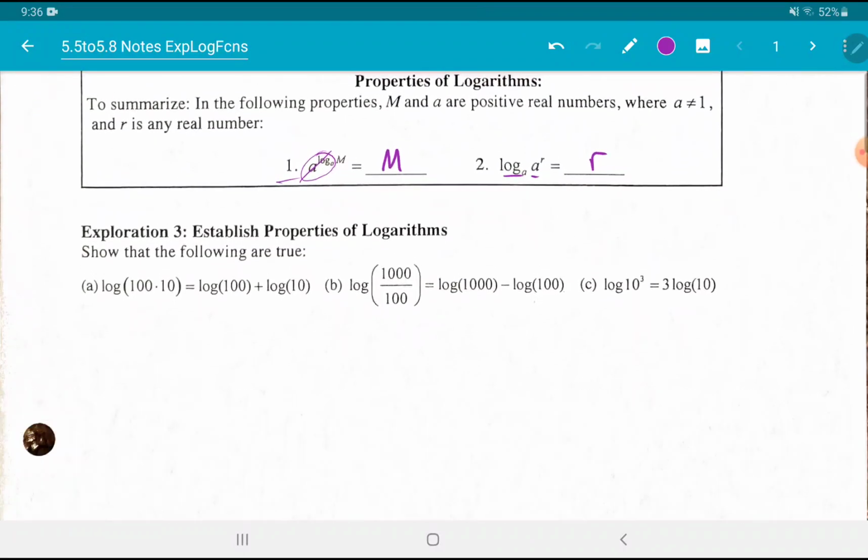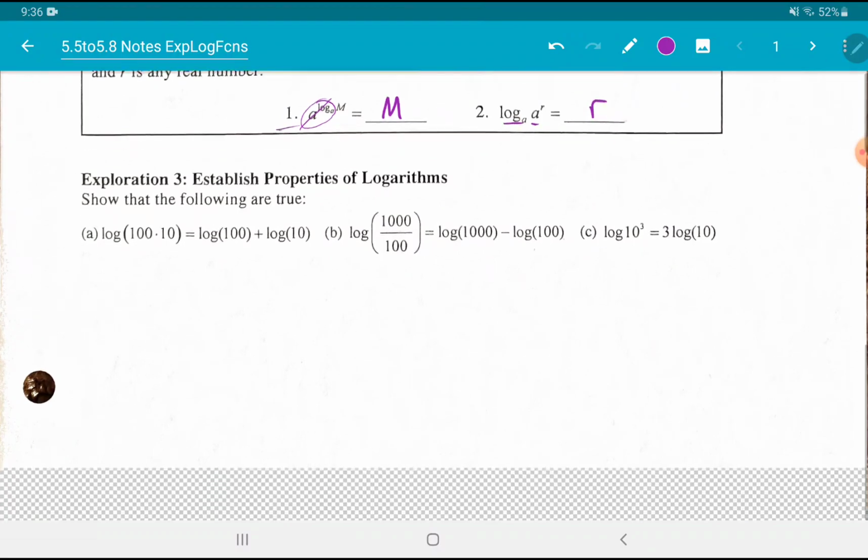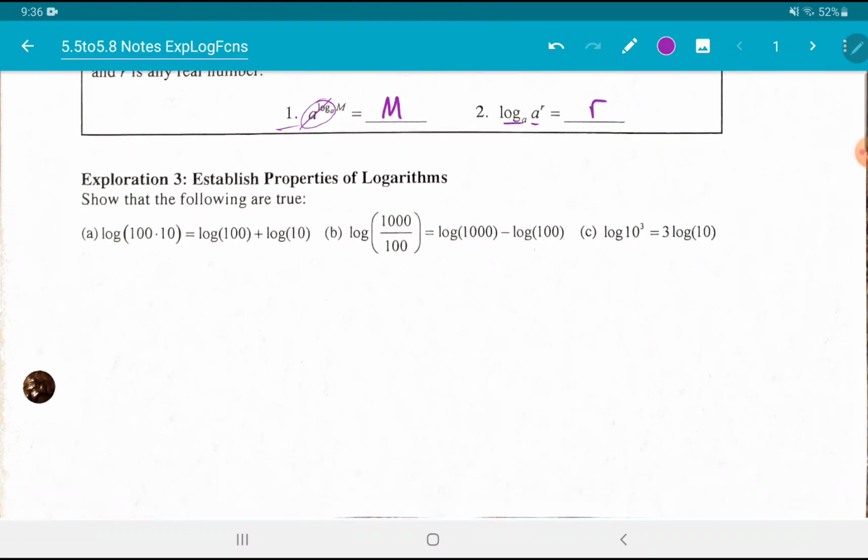Now going to exploration 3, let's take a look at how we can do the 4 basic operations with logs. So here we have log of 100 times 10. What is that? That's log of 1,000. Log of 1,000 is equal to log of 100 plus log of 10. If we actually find each of these values, we have a base 10. 10 to what power is equal to 1,000? That number is 3. This is going to be a value of 3.